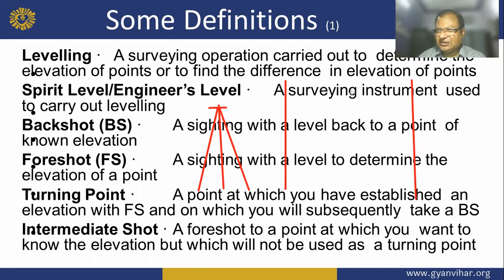So the first shooting, the first sight, this is backsight. This is backsight. Last level, this is foresight. Middle level, intermediate sight.